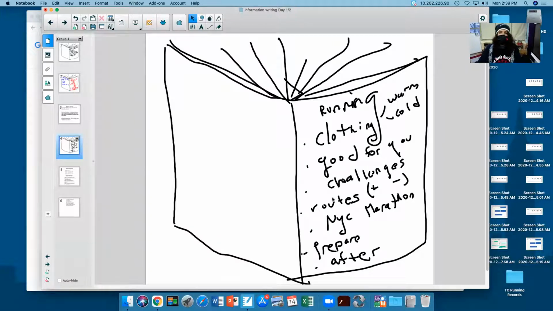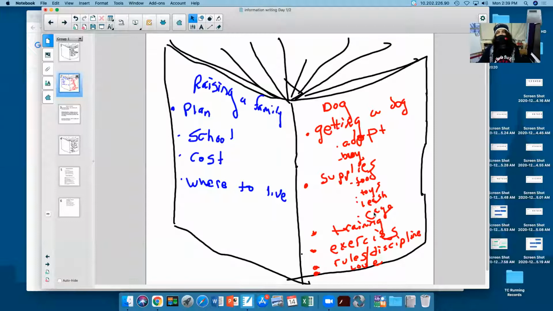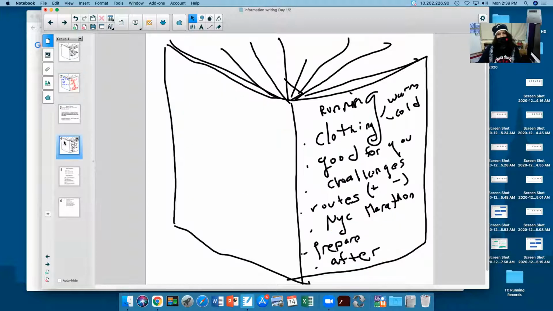Over the course of 2 days, I think you might have noticed, for me at least, that I know a lot about dogs and raising a dog, but I don't really know a lot about raising a family. And I think I feel more connected to this running thing. So now I want to develop this sort of beginning stages of making an informational text for readers by coming up with what I believe is a table of contents.